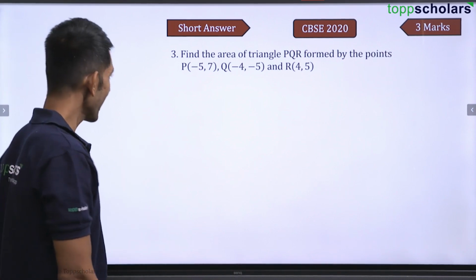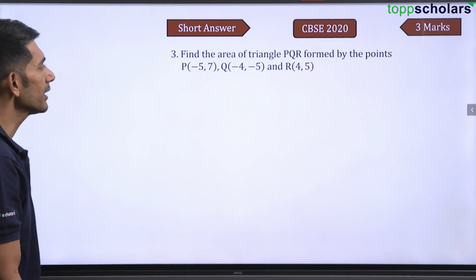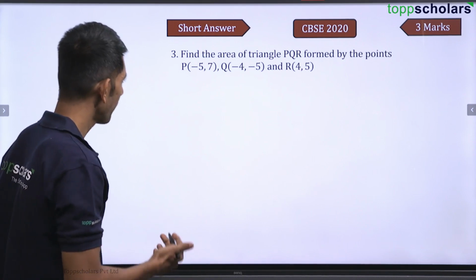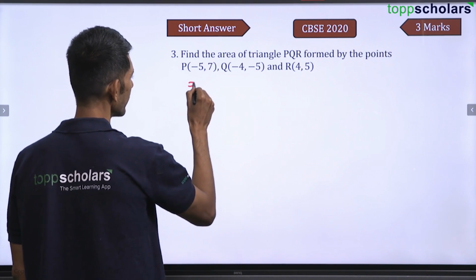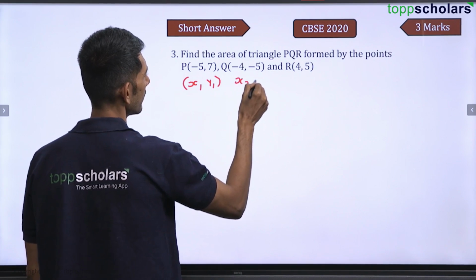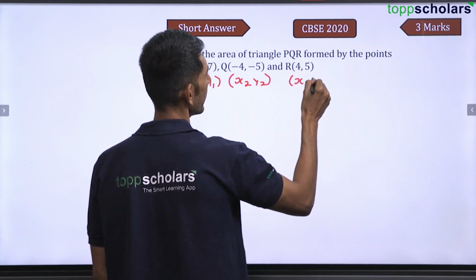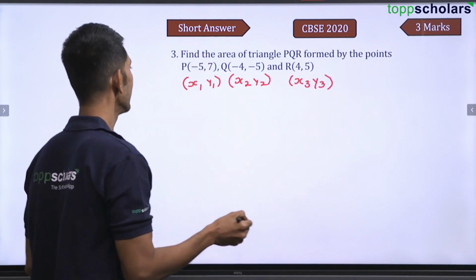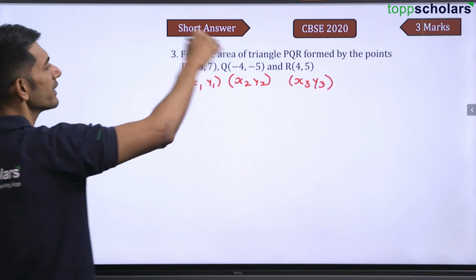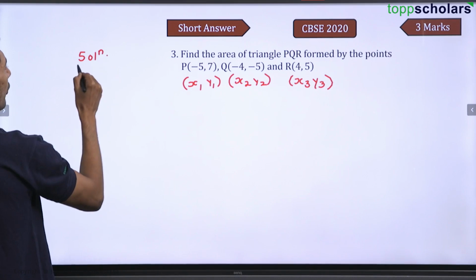Okay. Now let us see this question. The question says, find the area of the triangle PQR formed by the points P, Q and R. The questions are not there for you, but still for better practice, I am giving you this question. This is x1, y1. This is x2, y2. And this is x3, y3, right? So x1 is -5, y1 is 7, x2 is -4, y2 is -5, x3 is 4, y3 is 5, right? Okay. So how do we solve?